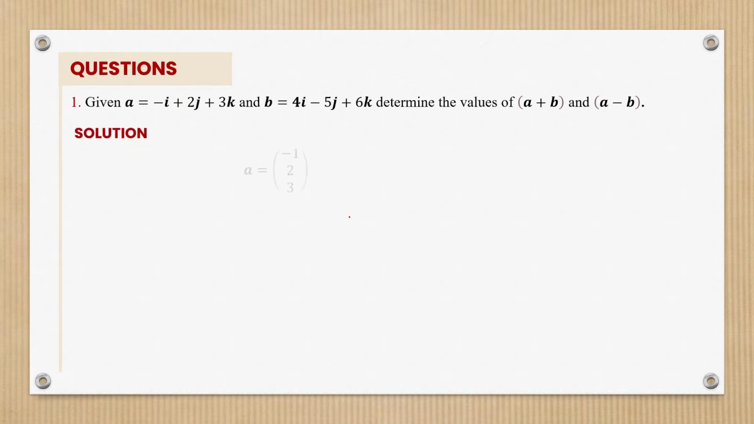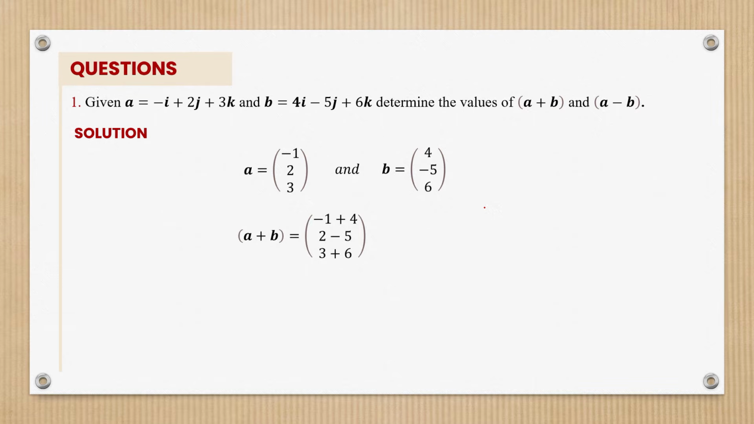So we can actually choose to first represent these in column vector form. So we're going to have a equal to (-1, 2, 3). Then we're also going to have b equal to (4, -5, 6). The reason for the negatives is because there's a negative on the i, and you can actually have a negative in front of the j. So that's why we have a negative 5 right there.